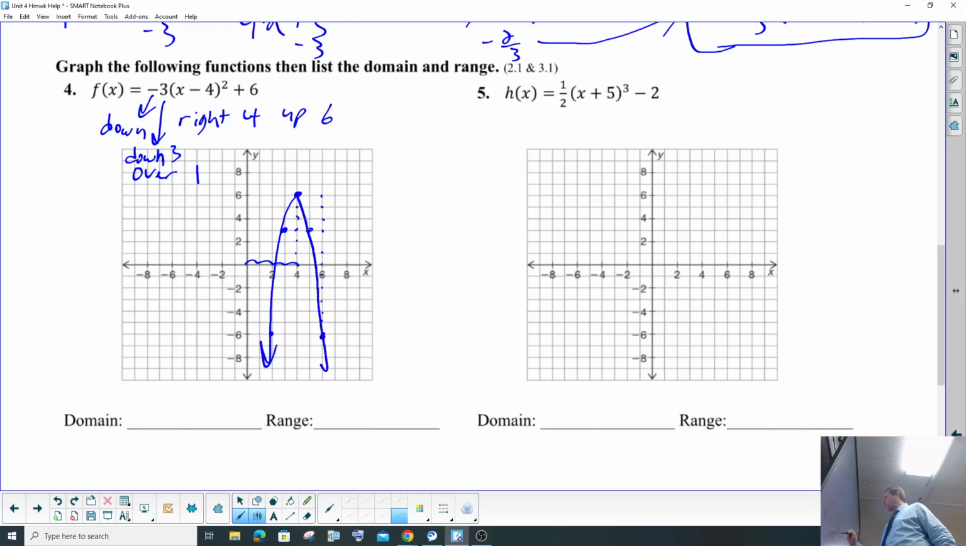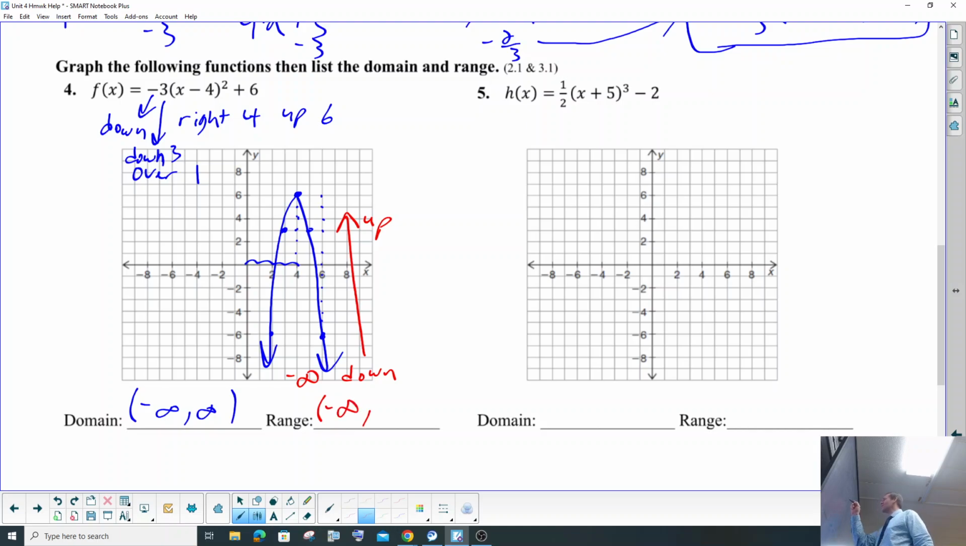Remember the domain for quadratics is negative infinity, positive infinity. But what's the range? Pause me. What do you think? What's the range? How do we find the range? So range is going from down to up. Right, down to up. And so that's going to be negative infinity all the way up to 6, our y value.